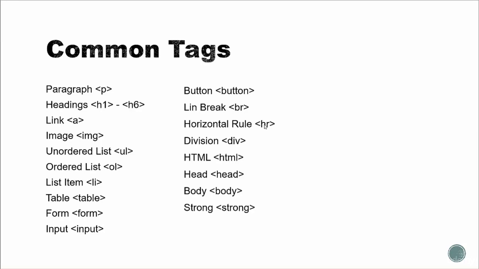the element. Division or div tags, which are used to separate your markup, and you can add classes and IDs, which we'll get into later. And then, of course, our structure tags like HTML, head, body. And then the strong tag is used to increase the font weight of the text.